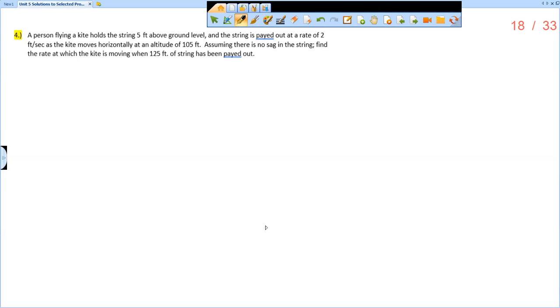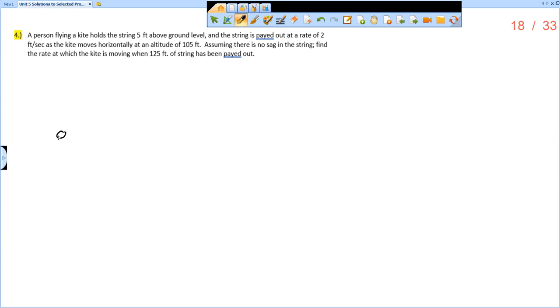This is the solution video for section 5.3, problem number 4. A person flying a kite holds the string 5 feet above ground level, and the string is paid out at a rate of 2 feet per second as the kite moves horizontally at an altitude of 105 feet. Assume there is no sag in the string. Find the rate at which the kite is moving when 125 feet of string has been paid out.